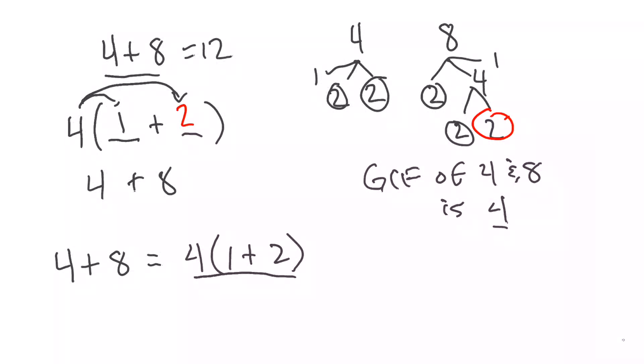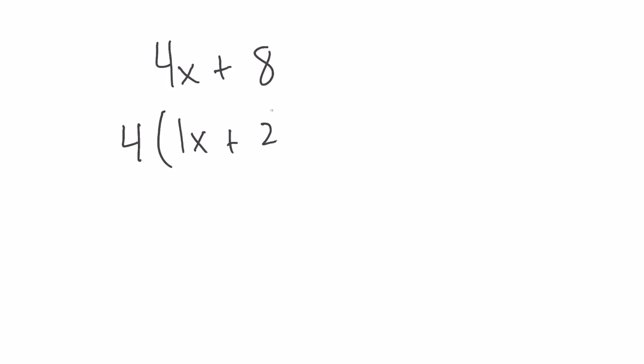So let's take a look at another example that has some variables in it. If we were to look at 4x plus 8, again, we still have a GCF of just 4, because 8 doesn't have a variable x in it. But if we want to factor out the 4, we still can say there's a 1 left, but then there's also an x. And so the problem just changes so that we keep the x inside.